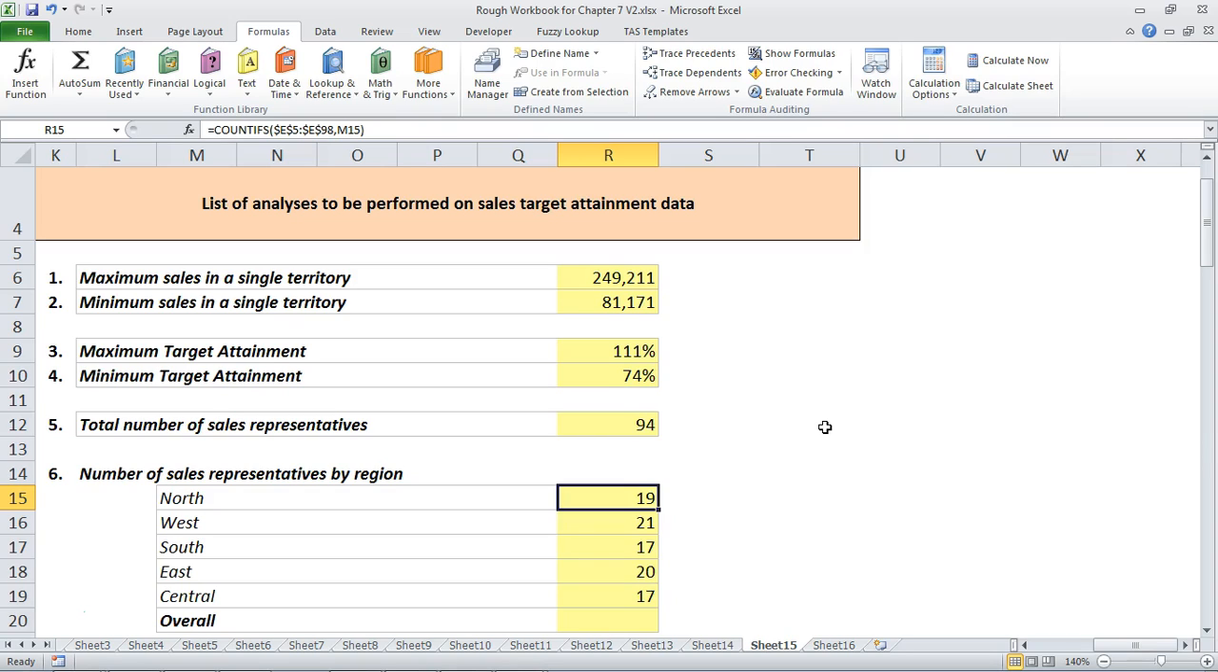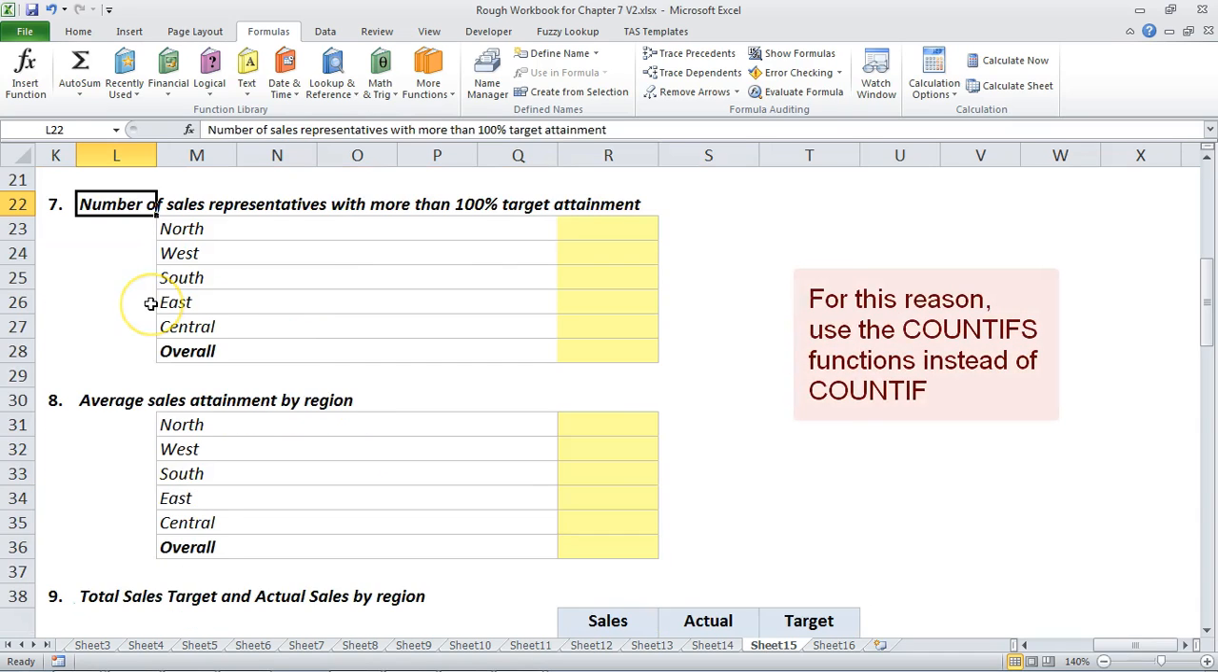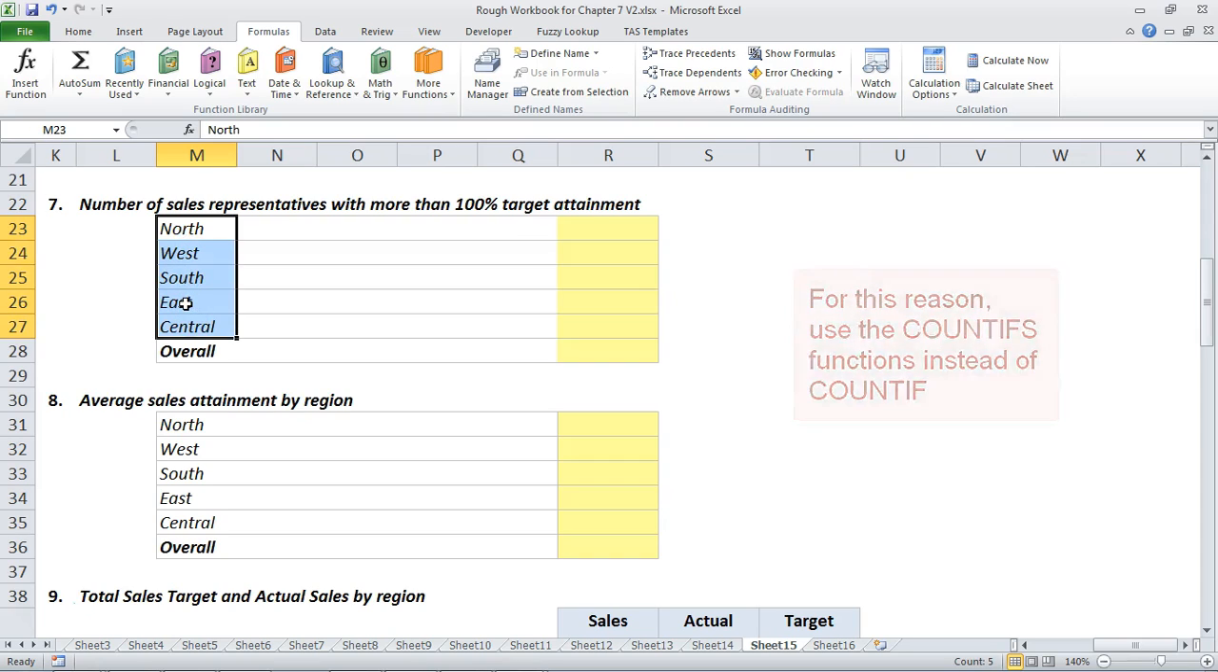Now the beauty of the COUNTIFS function is that you can use it for more than one criteria. For example, in this analysis, we need to count the number of sales reps in each region who have achieved a target attainment of more than 100%. So this means that while counting, two criteria must be satisfied. First, the sales rep must belong to the specified region, and second, the sales rep must have achieved a target attainment of more than 100%. Let's see how we can do this using the COUNTIFS function.